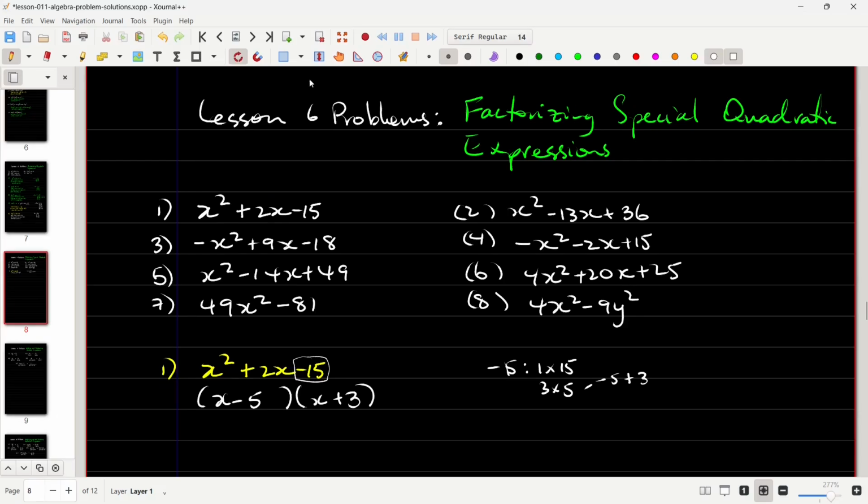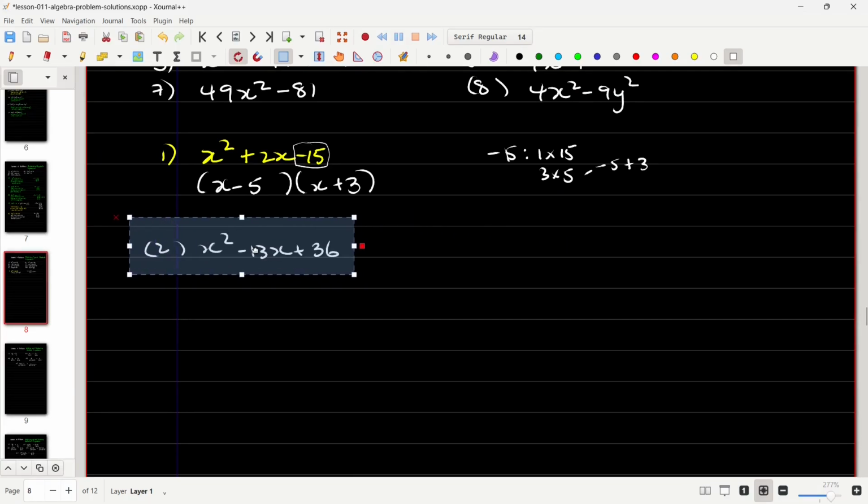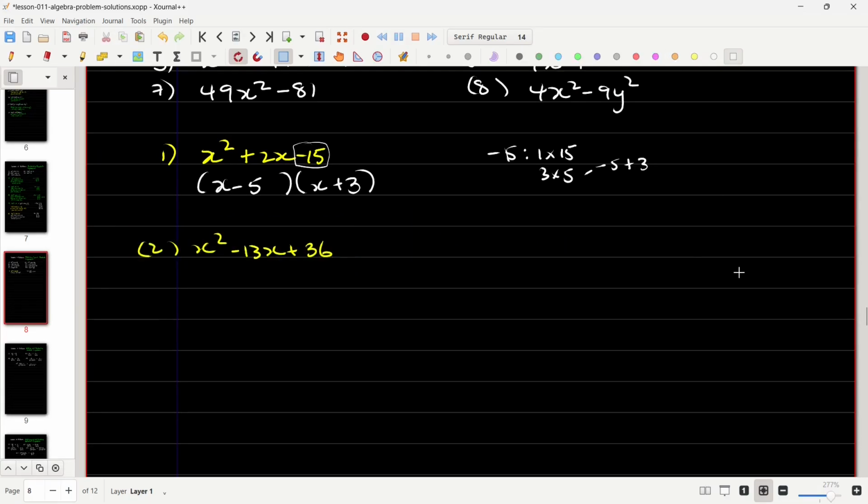Second one is this here. Factorize this, number 2. So with respect to number 2, I'm going to be doing the exact same thing. All right, list the factors of 36, which is this number over here. So I'm listing the factors of 36. 1 by 36, 2 by 18, and 3 by 12, and 4 by 9.